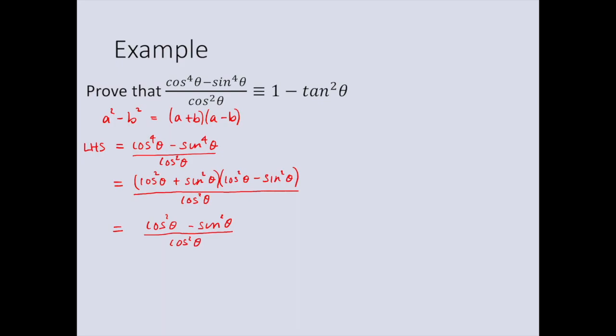So we can split the numerator up into two fractions. We can say that the first one is cos squared theta over cos squared theta, and the second one is sine squared theta over cos squared theta. So cos squared theta over cos squared theta is just equal to 1, and sine squared over cos squared, well, sine over cos is tan, so sine squared over cos squared is tan squared. So now we've got minus tan squared theta, and that's exactly what we were looking for. So QED.